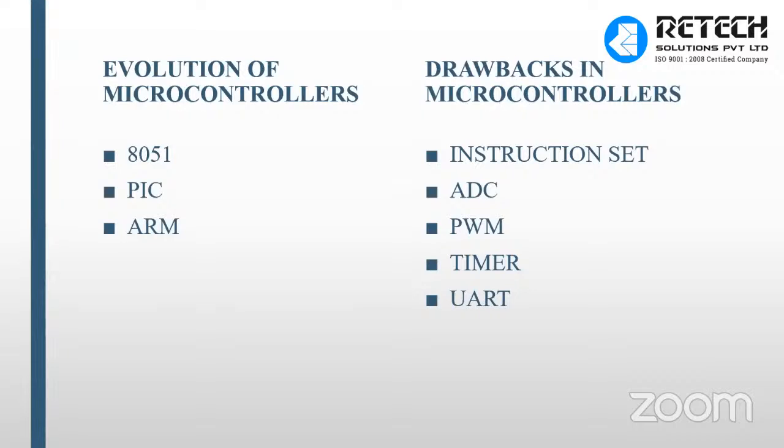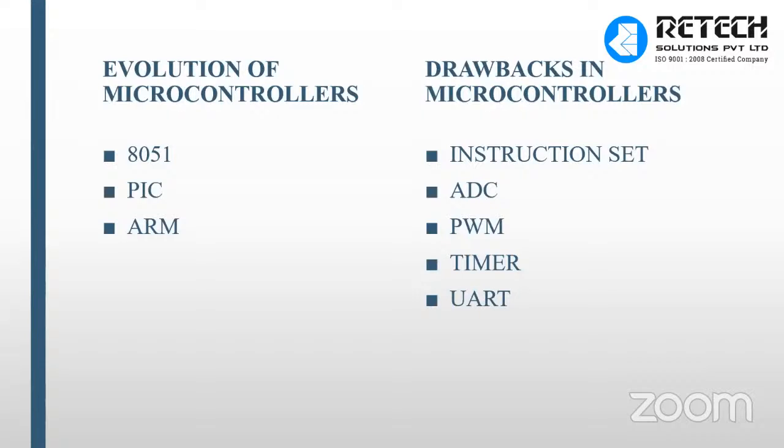Modulation means to merge the message signal and the carrier signal. Demodulation means to split out the message signal. This is called modulation.